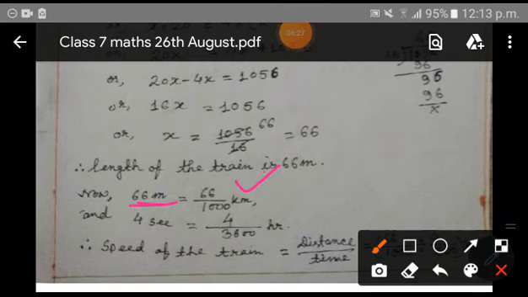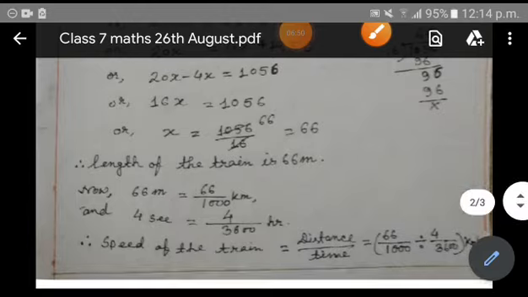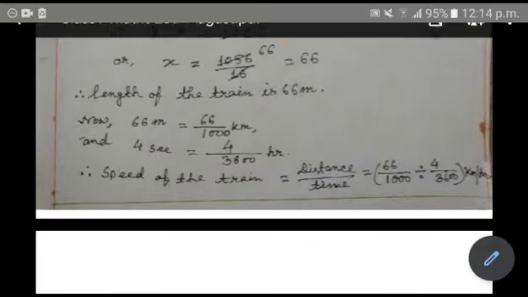I am converting into kilometer by dividing with 1000, and 4 seconds I am converting into hours by dividing with 3600. Now the speed of the train is distance by time. Now in the first case, when the train was passing the telegraph post, at that time the distance was 66 meter and the time it was taking is 4 seconds. So using that we are finding the speed of the train, which is distance by time.